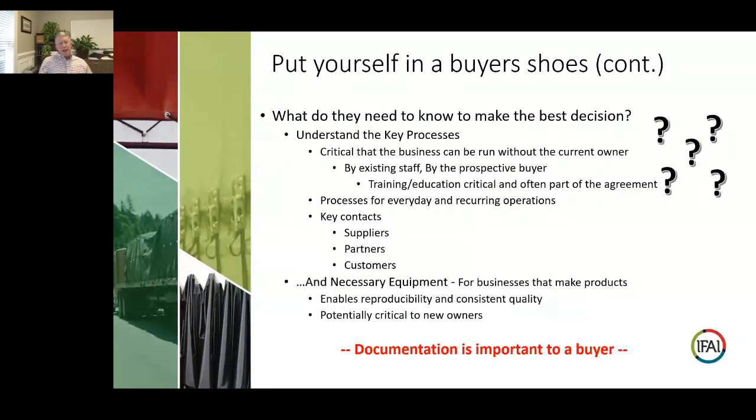So from getting the financial data and the customer data on the business, one of the next most important things is they need to understand key processes. And every business has got processes. I'm sure all of you have got processes in your business. The question you have to ask yourself is, are these processes documented, and could someone else do them other than me? And if you've got staff, and you're just managing your staff and they're operating or following the processes, then you're probably in fairly good shape.